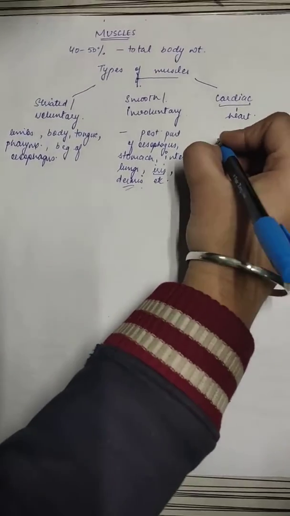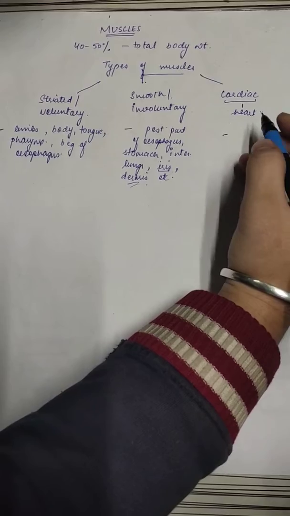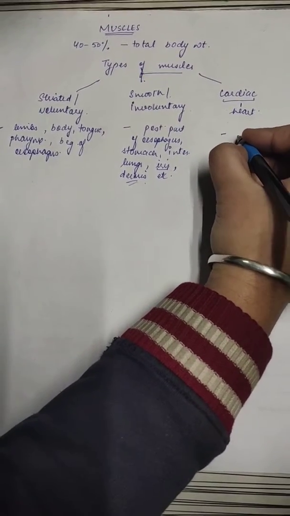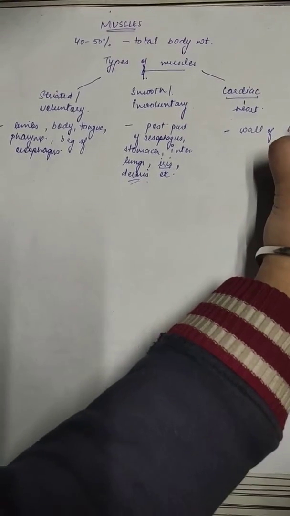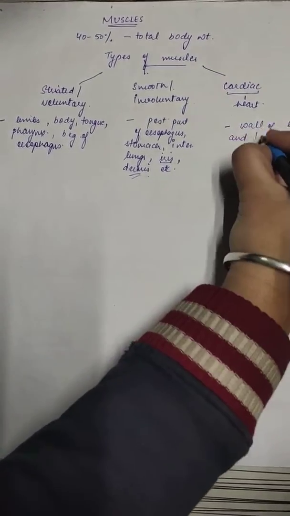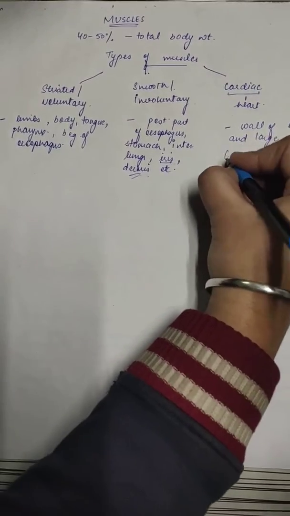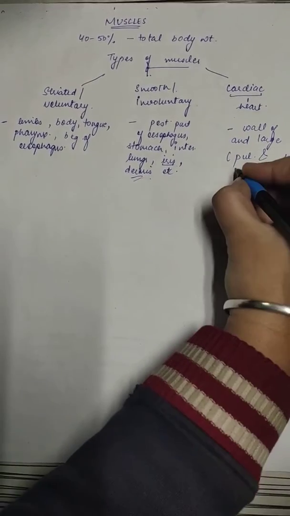The cardiac muscle, as I have already discussed, is present in the heart. These are the muscles of the heart, and so they are found in the wall of the heart and large veins. So what are large veins? The large veins are the pulmonary vein and the superior vena cava.